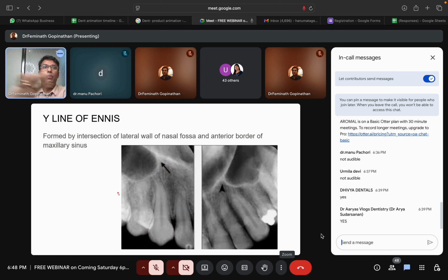Now, the next one, see, this is the maxillary sinus. Okay, this is the lateral wall of the nose. This is the lateral wall of the nose. This is the floor of the nose. This area is highly mineralized. This area is a very good area for placement of implants because it is highly mineralized. Same way here.